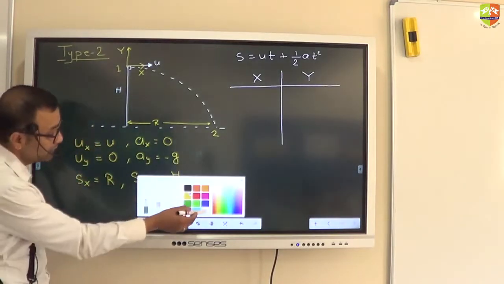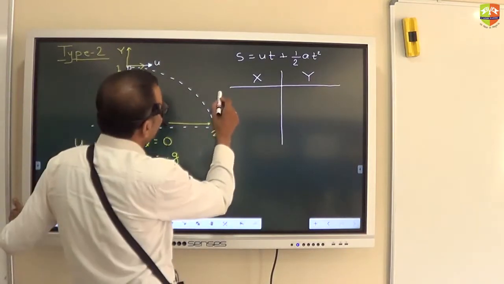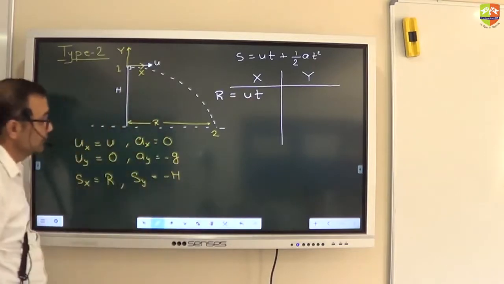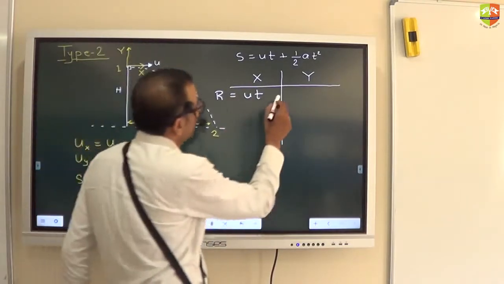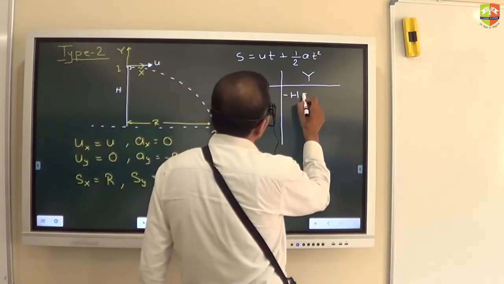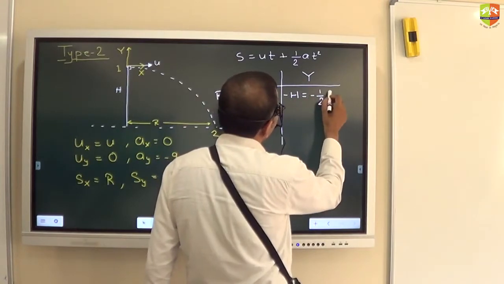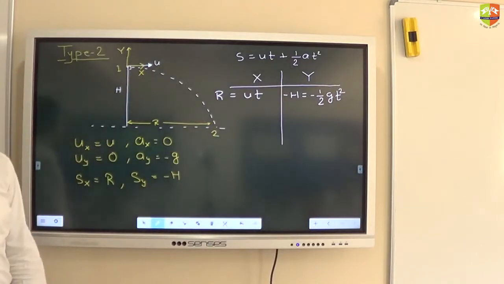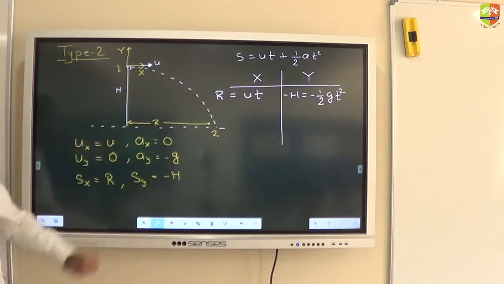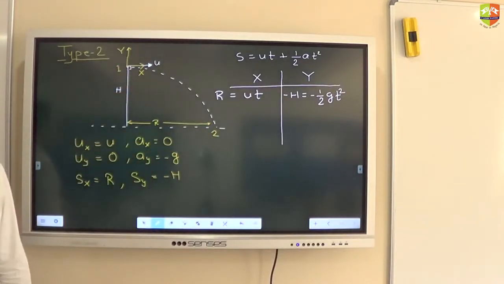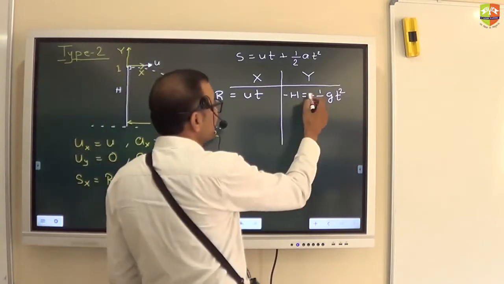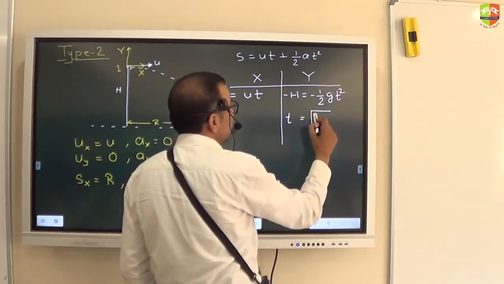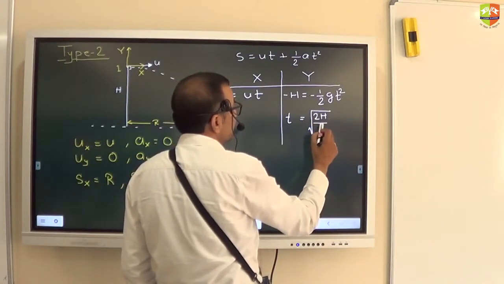Now just substitute these values. Along x-axis you write r is equal to u into t. Along y-axis you will write minus h is equal to minus half g t square. Yes or no? Between point 1 and point 2 I am writing the equation. Alright? So luckily this y-axis equation will give me time of flight, which is under root 2h by g.